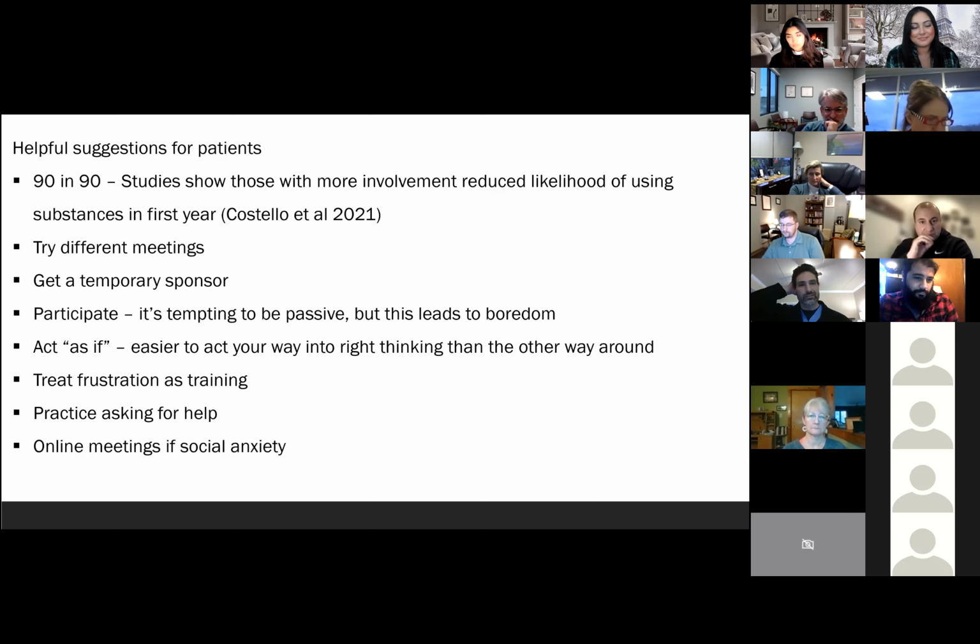A few helpful suggestions for patients. It's often suggested that people, when they're first going to a 12-step program, attend 90 meetings in 90 days. That's what 90 and 90 means. We have some studies showing that the more involvement that people have in a 12-step program, the less likely they are to return to use within the first year. Involvement includes not only going to meetings, but some of these other things. Having a sponsor and utilizing a sponsor is one of the biggest predictors of somebody remaining substance-free at 12 months. So that's another big part.